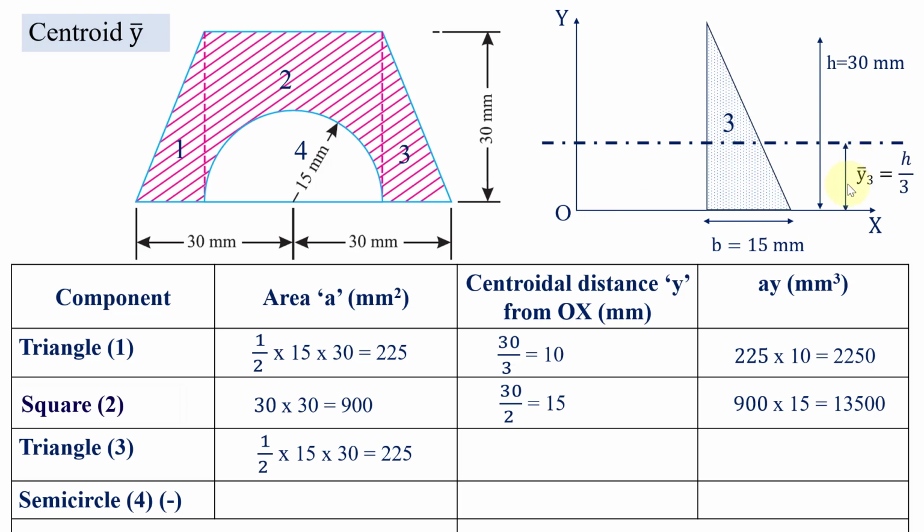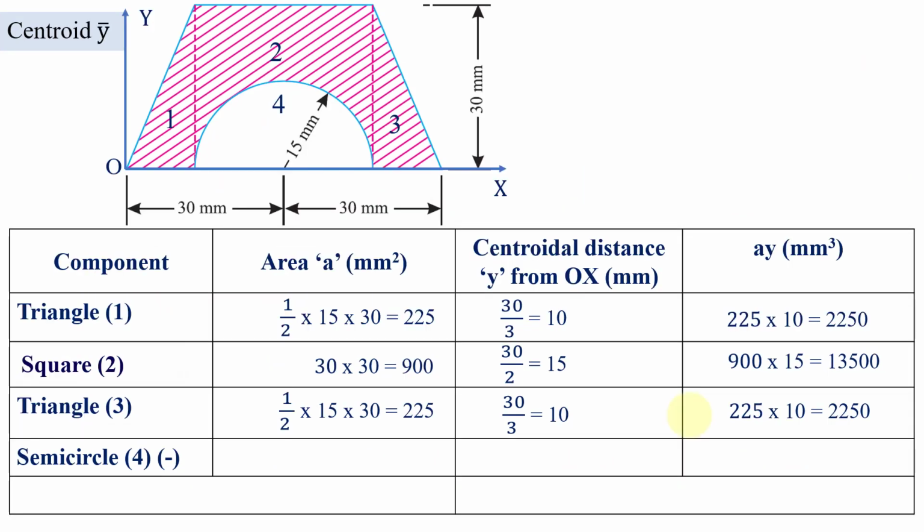So we have to remember that always while we calculate the centroid of any triangle, if you measure the distance from the base, then it is going to be h by 3. If you measure the distance from this vertex, then it is going to be h minus h by 3. Okay. So here we measure the distance from the base. So it is going to be h by 3, that is 30 divided by 3, which is equal to 10 mm. So then we are going to multiply these two things, that is area and centroidal distance. So we get the value of 2250 millimeter power 3.